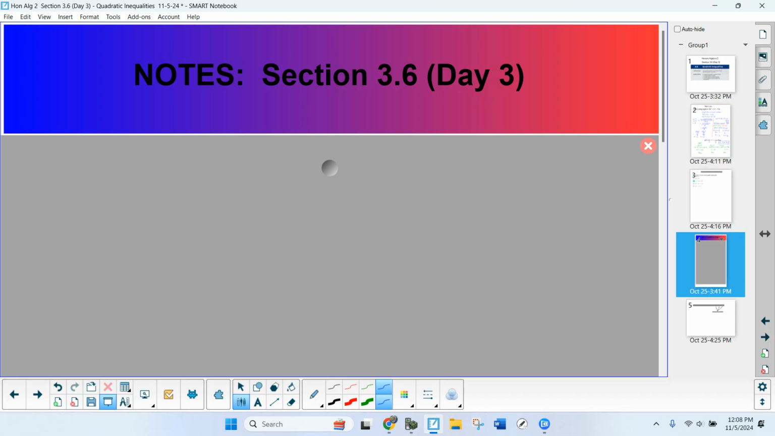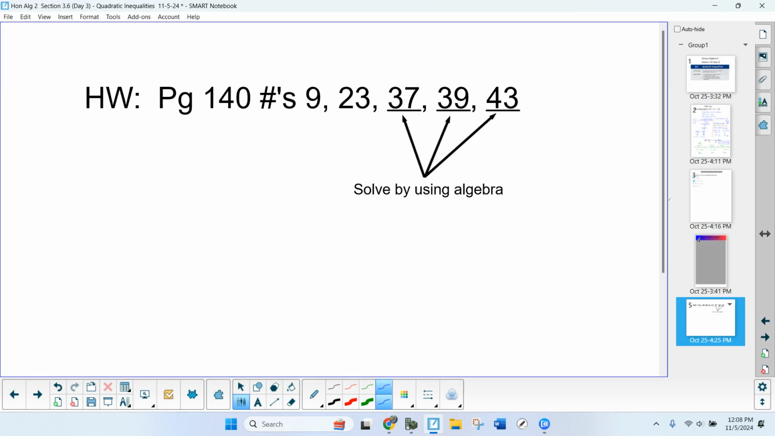All right. So on your homework tonight, these two are the graphing where you had to graph the parabola and shade. Is it dashed or solid? Do you shade above or below? These two are what we just did last night. 2 more of those. Okay, can you handle those? And then 43 is just like what we're going to do right now.